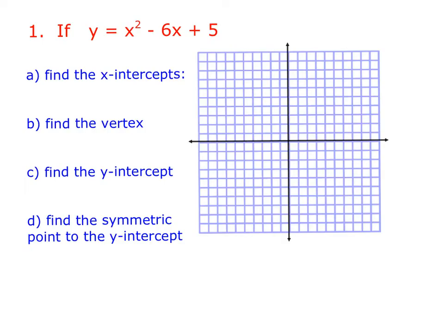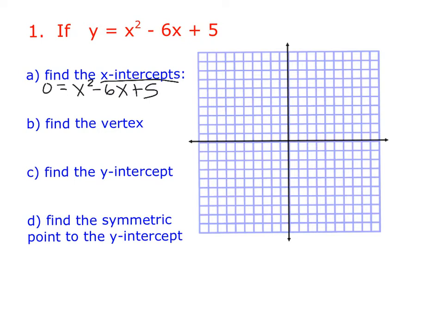All right, so let's do this. Instead of making a table, we're going to use our other skills. So start by finding the x-intercepts. So 0 equals x squared minus 6x plus 5. All right, so pause the video and factor and solve.